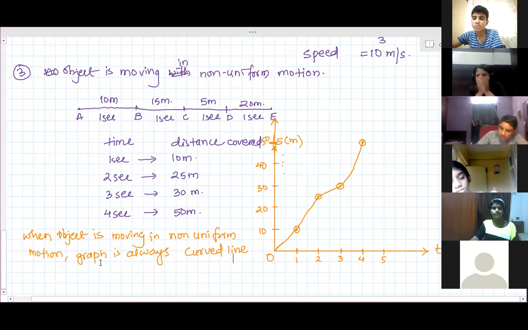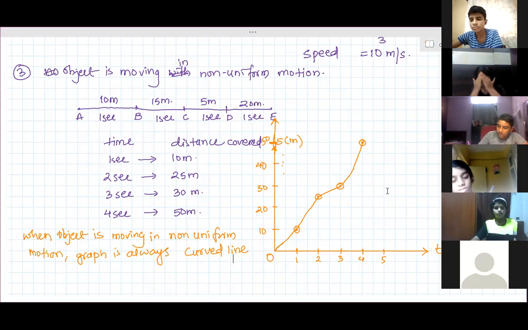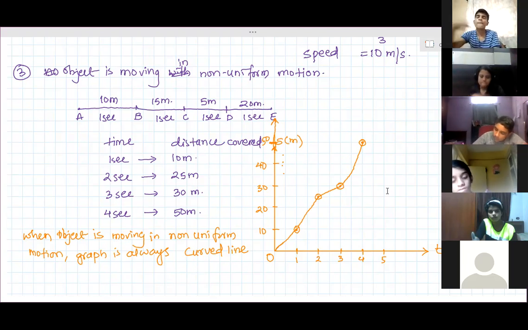Clear all 3 distance time graphs conditions? When the object is stationary, you will get a straight line parallel to the x-axis. When the object is moving in uniform motion, the line is a straight line inclined to the x-axis. And when the object is moving in non-uniform motion, the graph is a curved line, not a straight line.